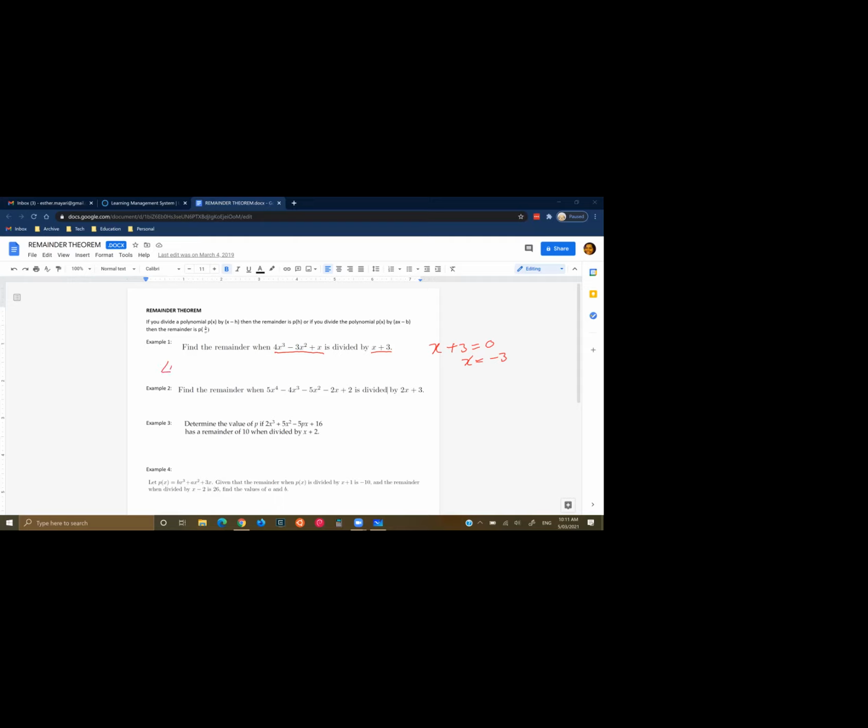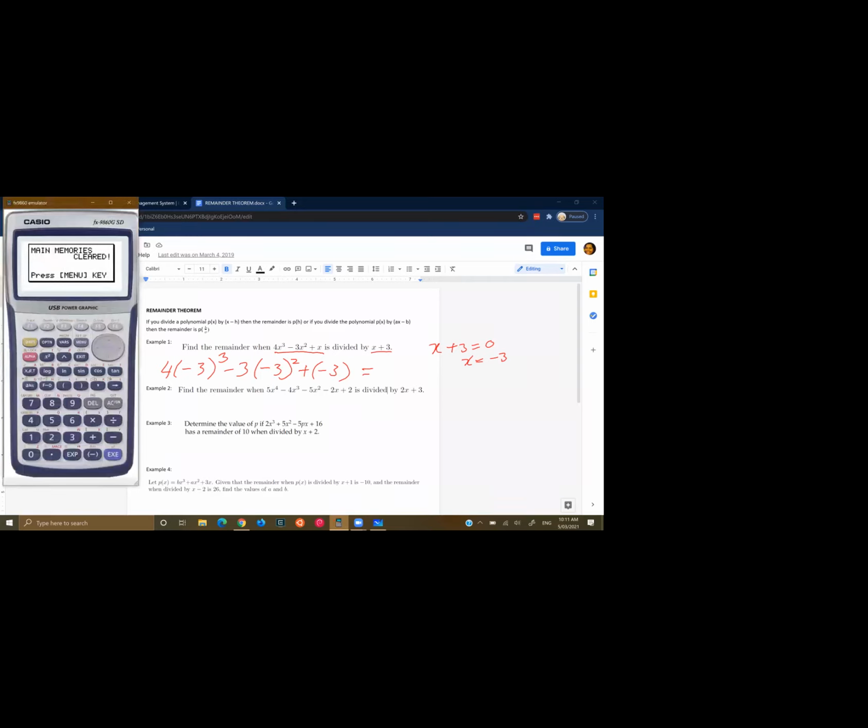So now I'm going to substitute negative 3 into my polynomial. So 4 times negative 3 to the power of 3 minus 3 times negative 3 squared plus negative 3. Now you can put that into your calculator, or perhaps you can just do it in your head. So 4 bracket negative 3 to the power of 3, minus 3 bracket negative 3 squared. Oops. Sorry, I'm going to have to start again. I accidentally cleared it all.